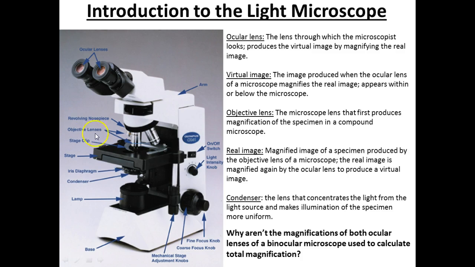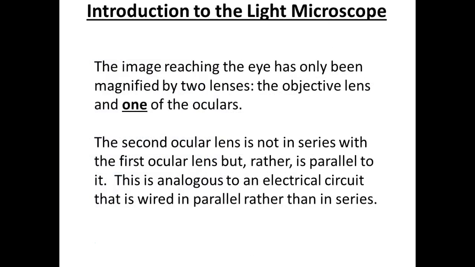Your condenser is another lens. It's found in your stage. It condenses the light from your light source, in this case a lamp, a bulb, onto your specimen. Why don't we, when we're calculating magnification, consider the fact that you have two oculars? You have two, but it's only magnifying once. So the image that reaches your eye has only been magnified by two lenses, the objective lens and the ocular lens, but then it's split so that you can view it comfortably with both eyes.